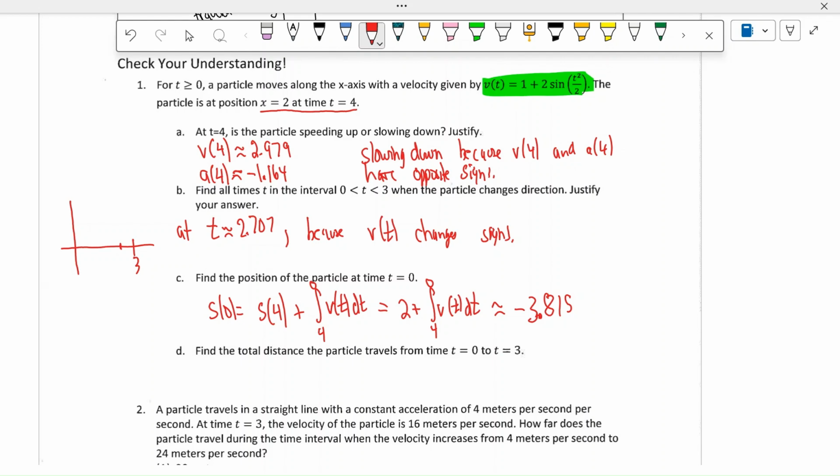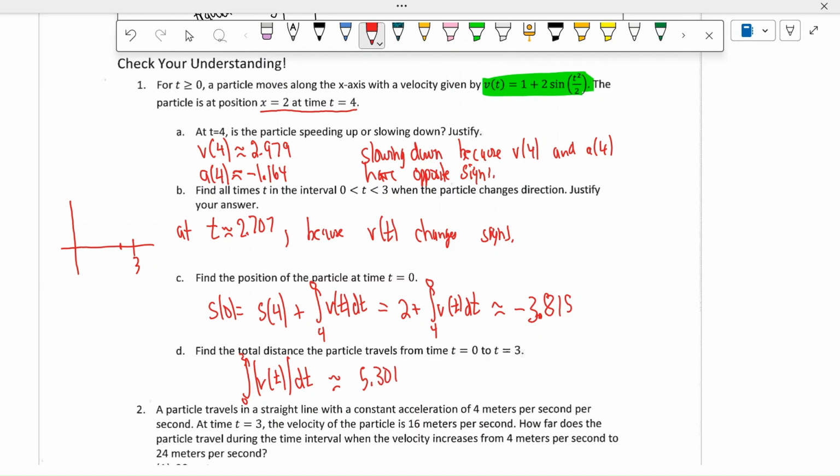Question D, find the total distance traveled from t equals 0 to t equals 3. Now, the most direct way to do this one is to evaluate not just the velocity, but the absolute value of the velocity from 0 to 3. And that's going to give us 5.301.